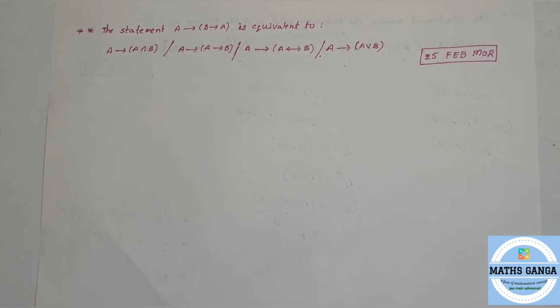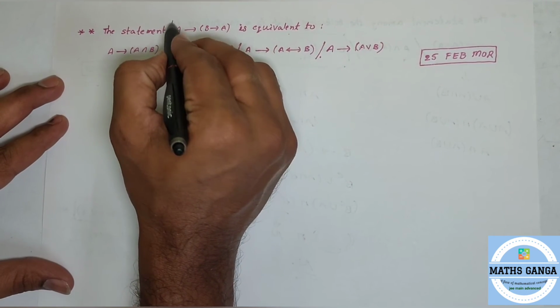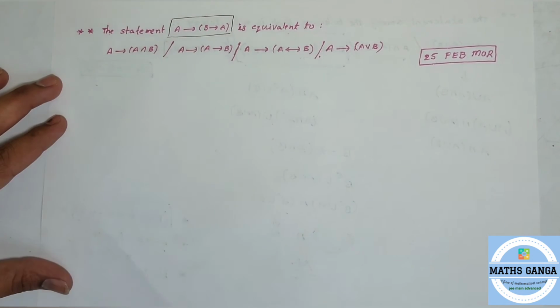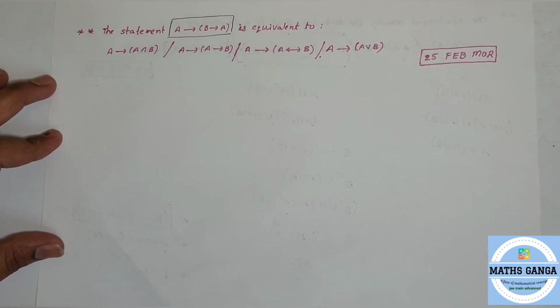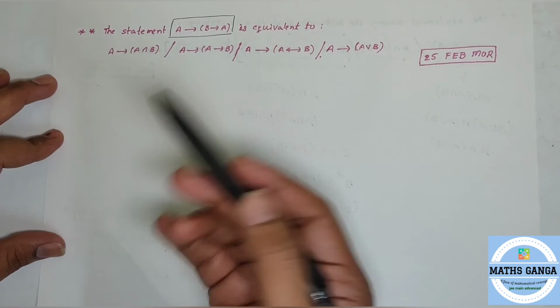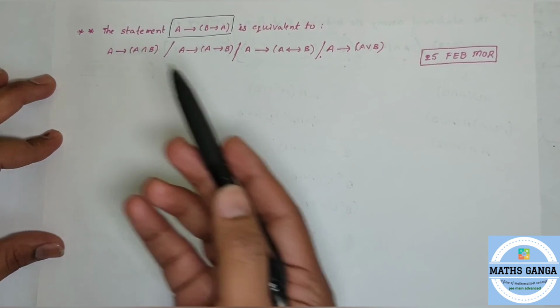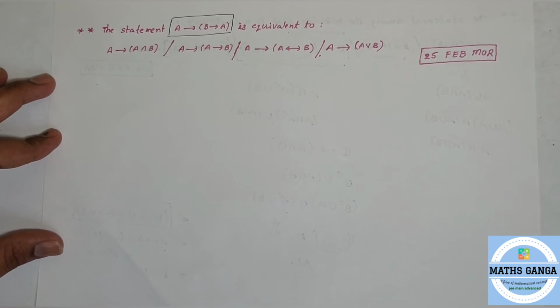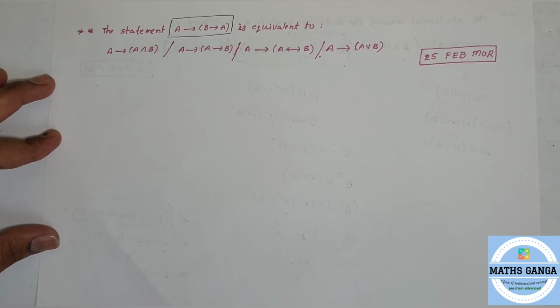So next question from 25th February morning session, and we need to find out an equivalent statement for this: A implies B implies A. Since it is a statement and the given four options are statements, the question is in terms of statements. That means A and B are statements, these are compound statements. But to solve this, my idea is converting them in terms of sets, right?